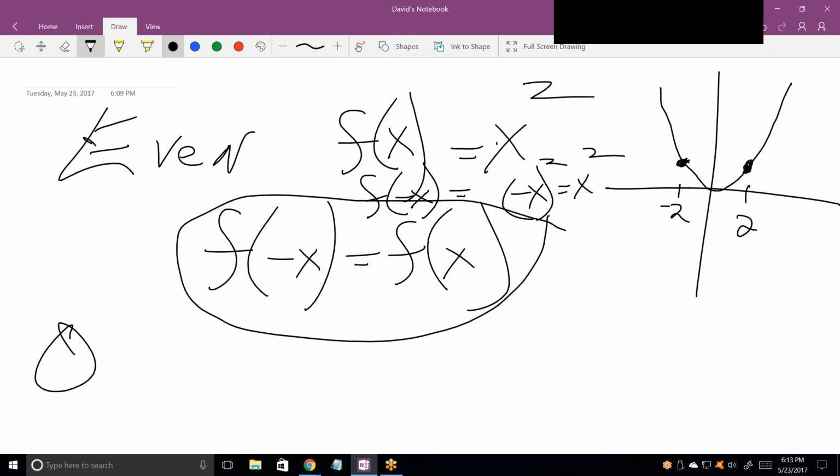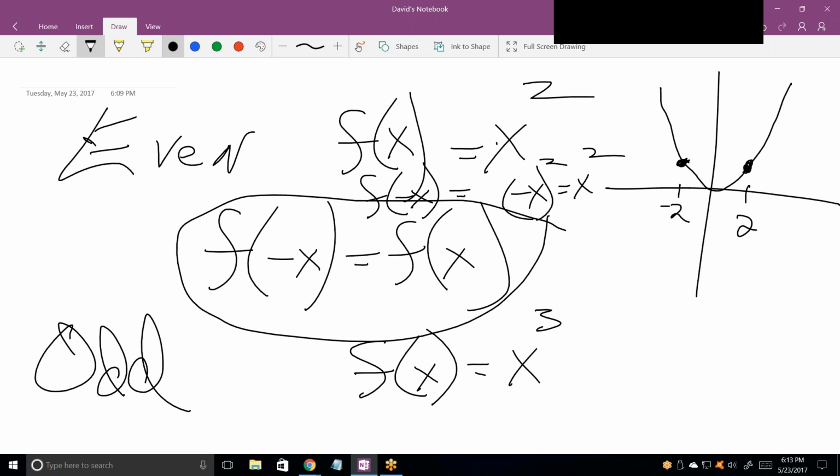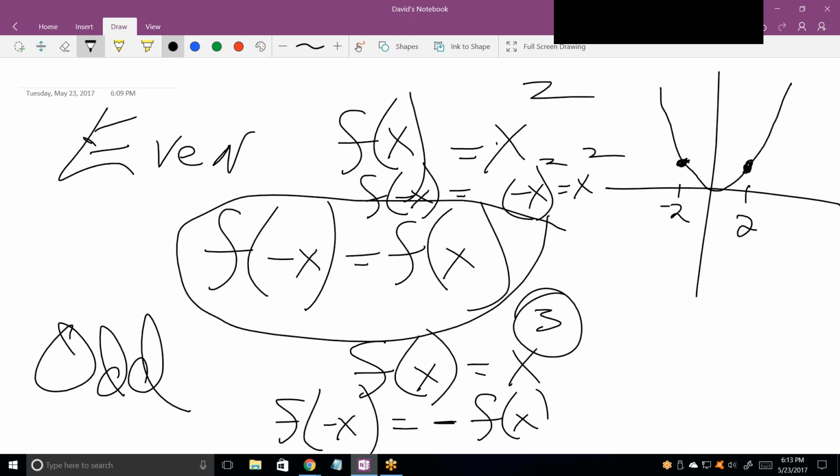Odd. The best odd function is f of x equals x cubed. Notice the odd exponent. Now, what odd functions have in common is that f of minus x is always equal to minus f of x. Notice the difference. This one, f of minus x is equal to f of x. This one, f of minus x is equal to minus f of x.